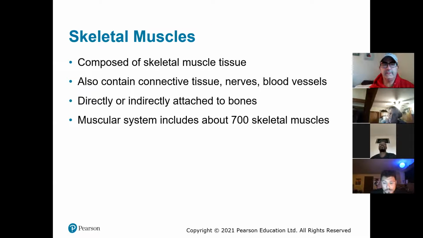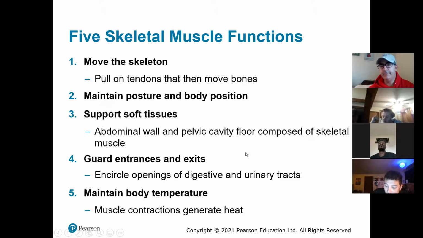So skeletal muscles are composed of skeletal muscle tissue, but they also contain some connective tissue, a lot of nerves, and a lot of blood vessels. They're called skeletal because they are attached to bones, right? They're attached to part of your skeleton. And the muscular system includes about 700 skeletal muscles. Again, this is why I made a list of the ones you need to know, so that we don't have to try to memorize all of them.